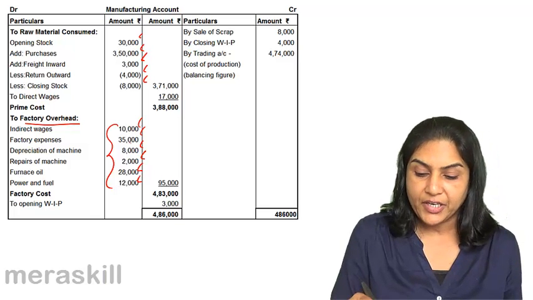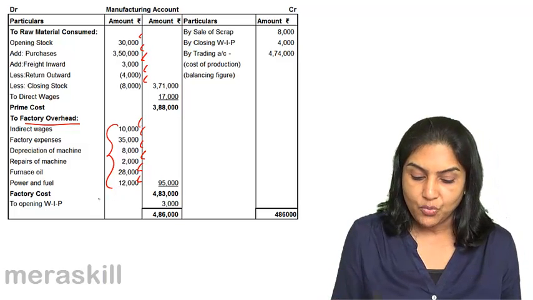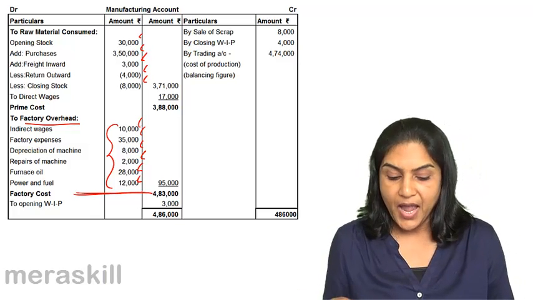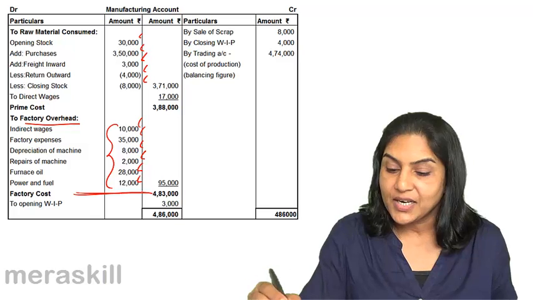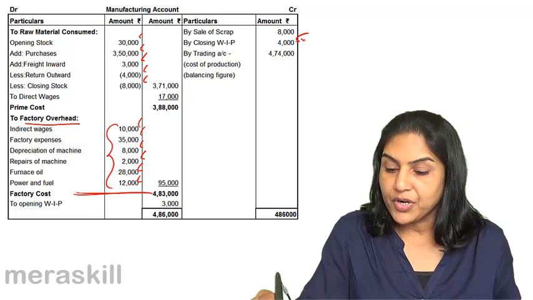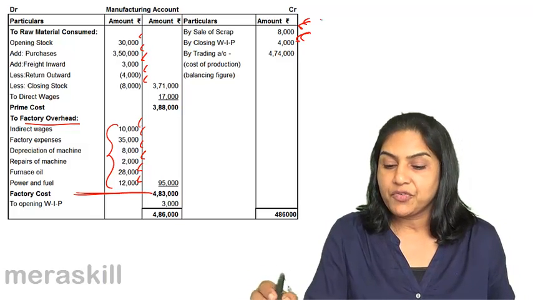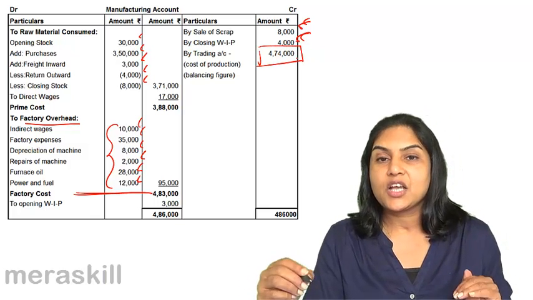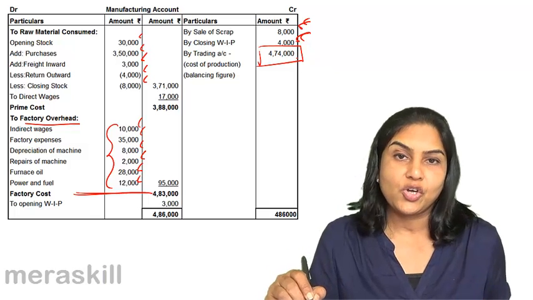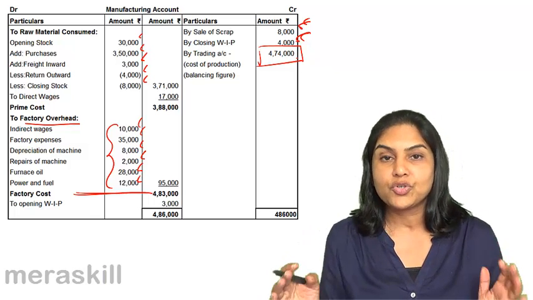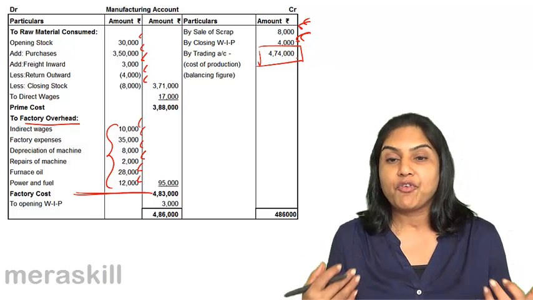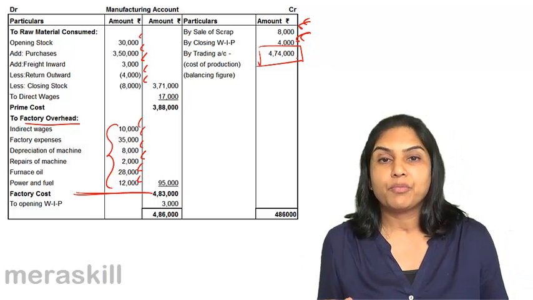When you add factory overheads to the prime cost, what we get is called the factory cost. Add opening work in progress, deduct closing work in progress, sale of scrap, and the balancing figure that we get is the cost of production, the cost of goods which have been produced and sent to the trading account ready for sale, cost of goods produced.